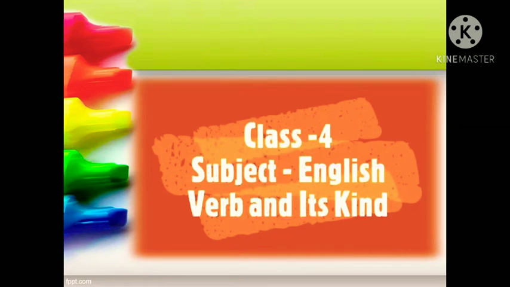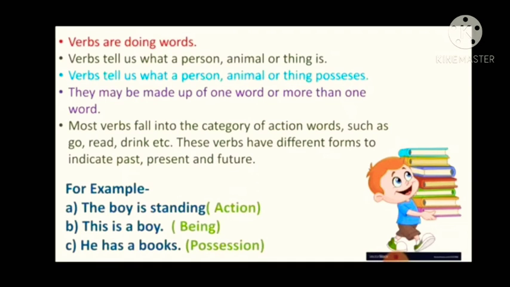So let's get started. Till now, we all must have learned that verbs are doing words. The primary function of a verb is to tell us the action which is done by a person or an animal, and the verb also tells us what a person, animal or thing is and what they possess. They can be of one word or more than one word, and they are of different forms. A verb has various forms depending upon its tense.